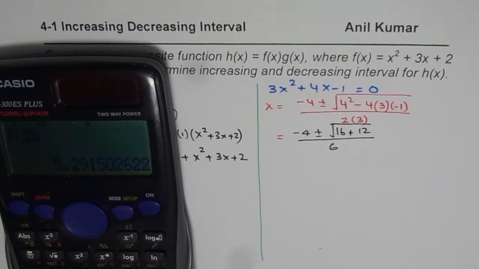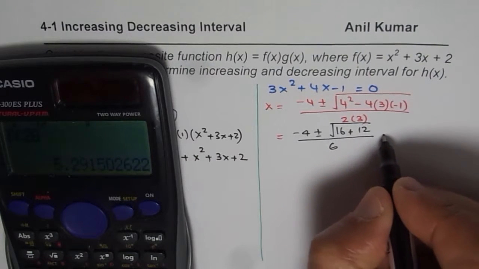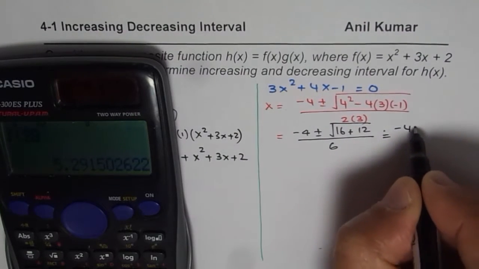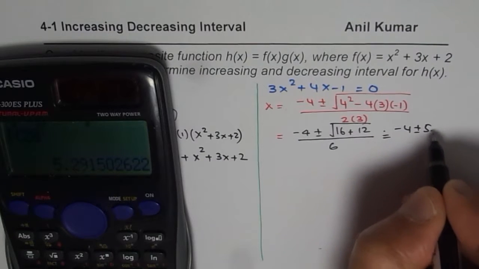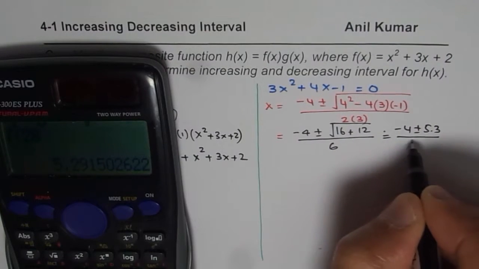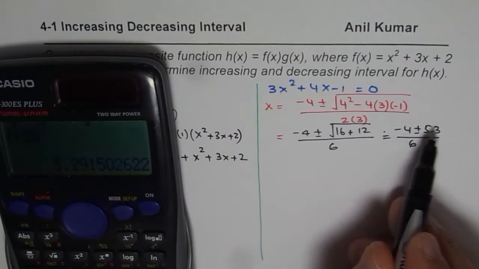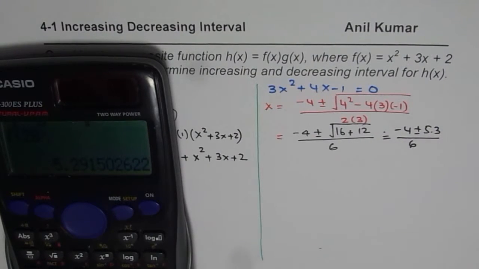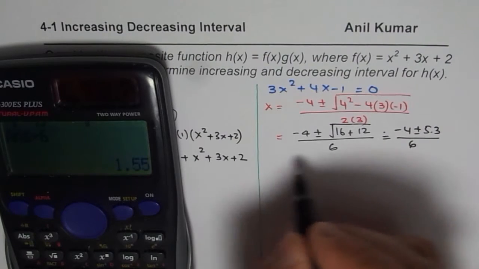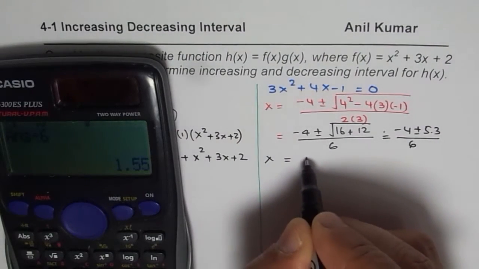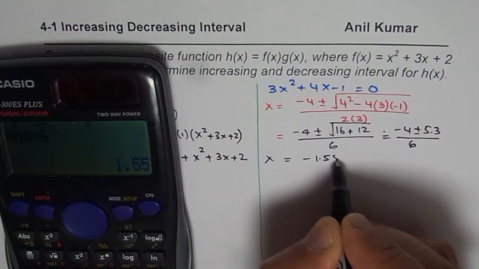So we'll use 5.3 here. So we could write this as approximately minus 4 plus or minus 5.3, divided by 6. Let's find both the values, one with plus and the other one with minus. So minus 4 minus 5.3, divided by 6, and we know it is a negative sign. So one of the x values is equal to minus 1.55.